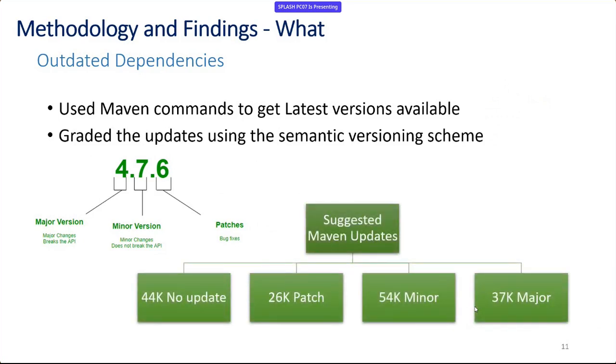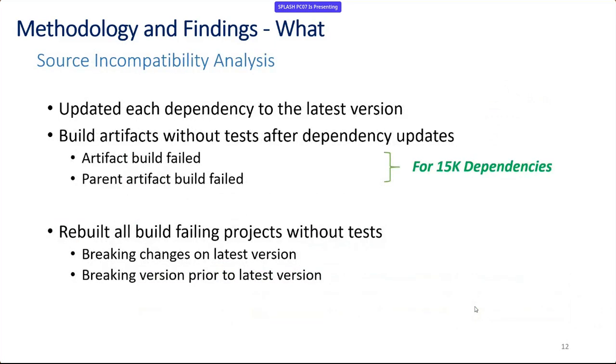Based on that, of the dependencies that we extracted earlier, around 44,000 were up to date. For 26,000, a patch update is suggested, for 54,000, a minor update, and for 37,000, a major update was suggested. Based on these suggested updates, we built these projects with the versions that were suggested, without tests, and found that for the artifact and the parent artifact, around 15,000 of those dependencies fail, which gives us a set of errors.